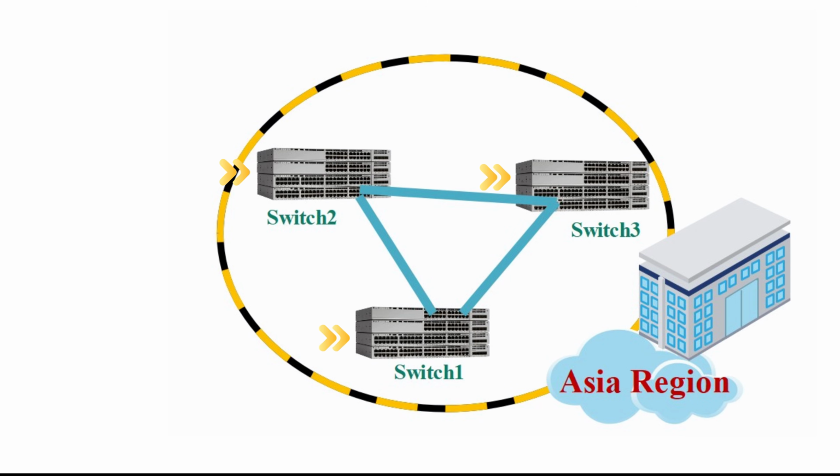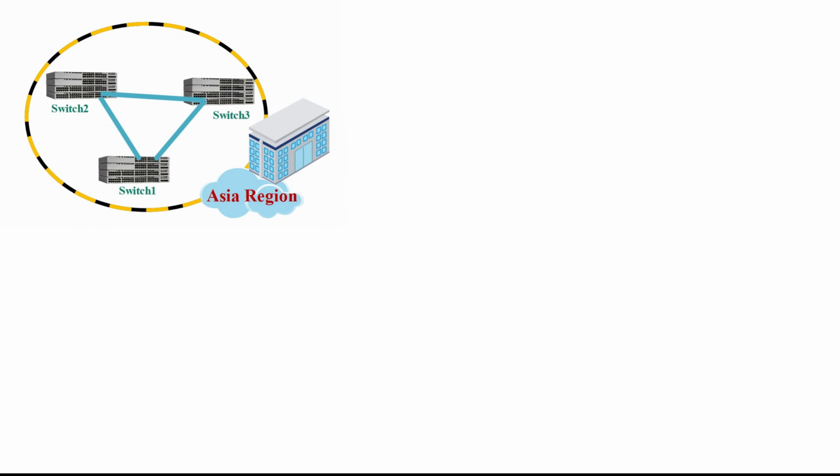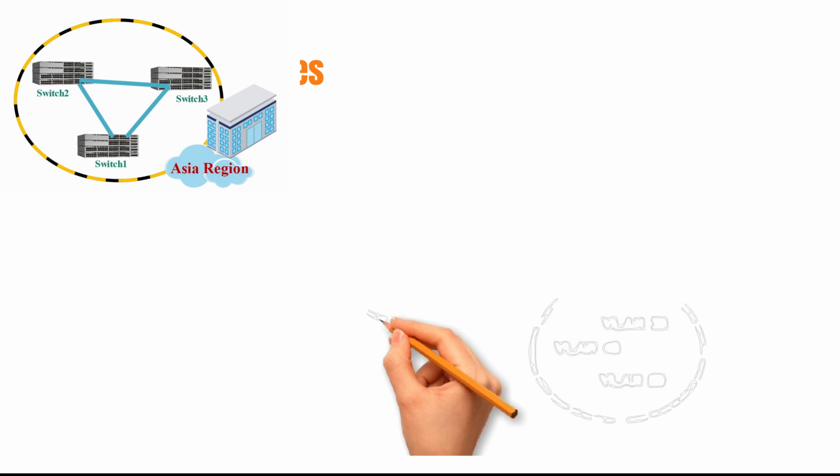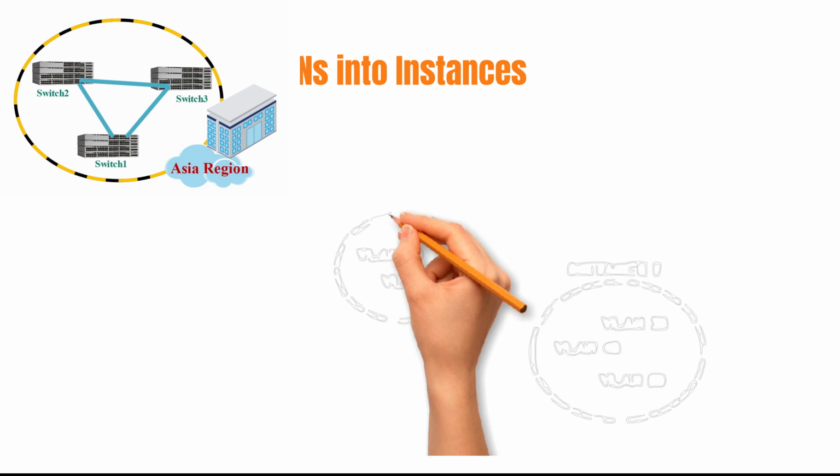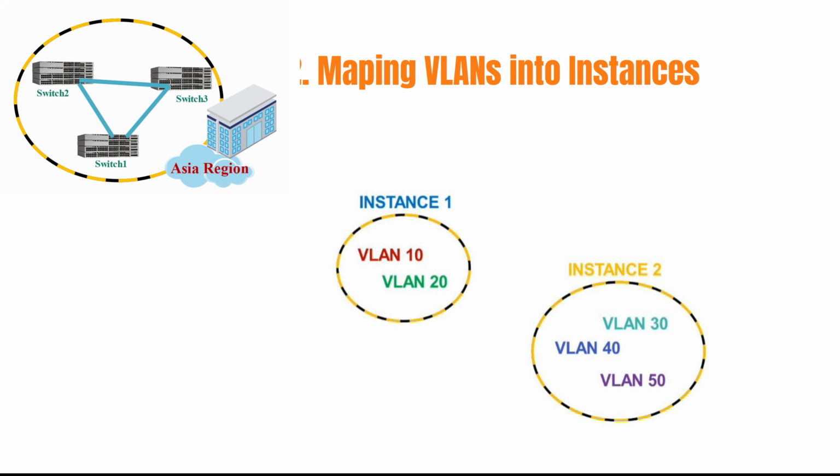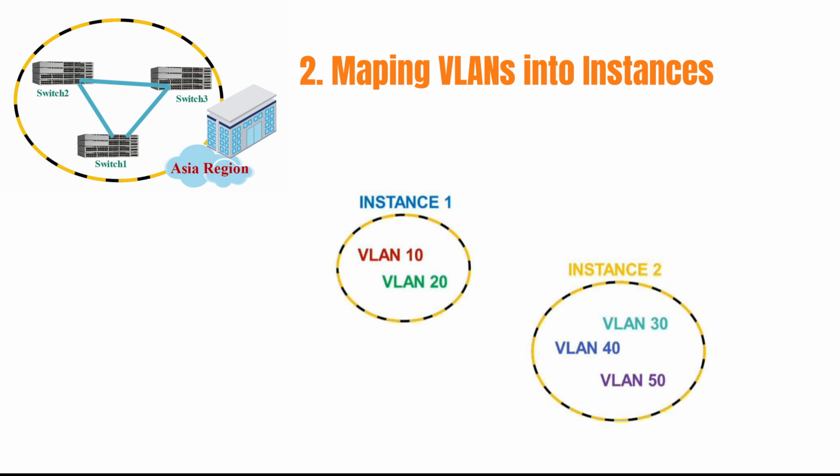There are 3 switches in the core of this network, interconnected in a ring system with redundant links. The second key concept is mapping VLANs into MST instances, or we can create multiple MST instances to assign different groups of VLANs.